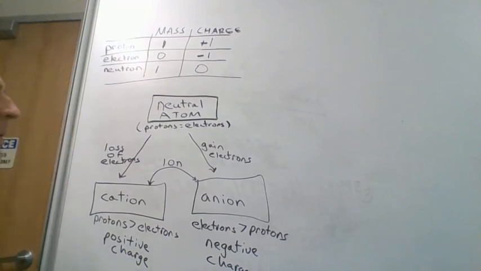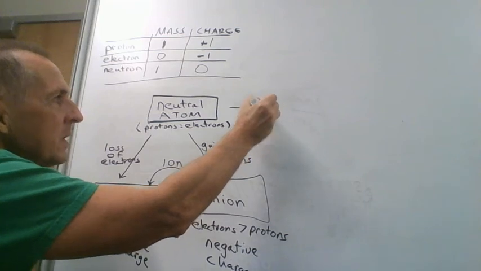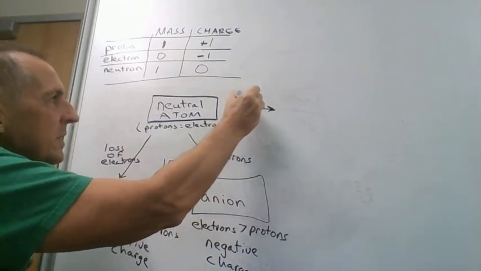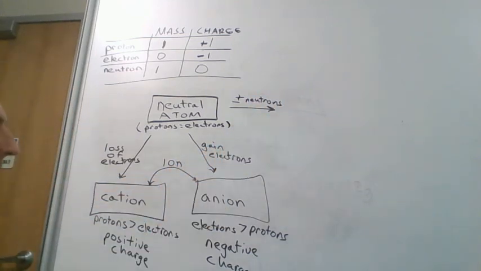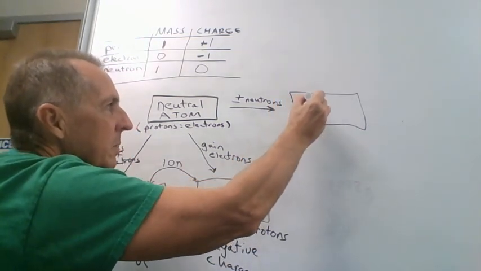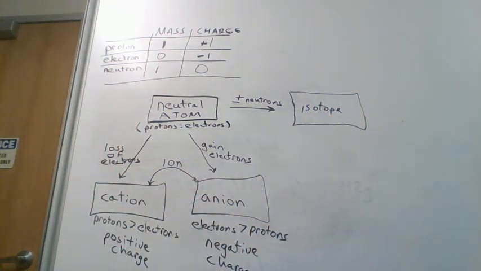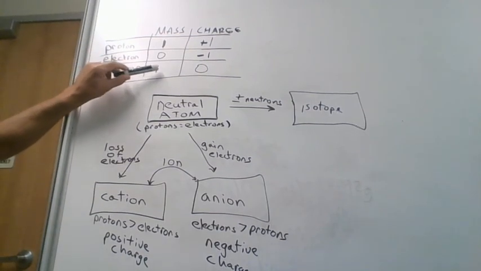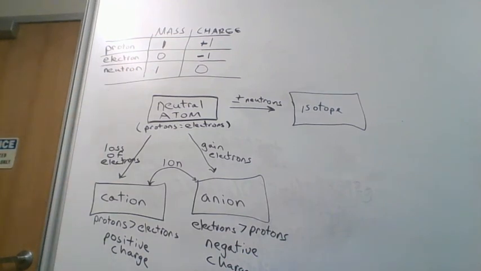The other thing that can happen is what happens if we gain or lose neutrons. So we say plus or minus neutrons. If we add some more neutrons to the nucleus, or we lose some neutrons from the nucleus, then what we end up with is an isotope. An isotope is the same element, but just with a different mass, because the mass changes: we're adding more mass if we add neutrons, or we're decreasing the mass if we subtract neutrons.